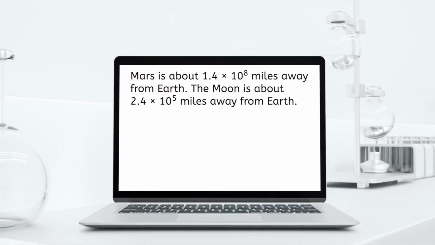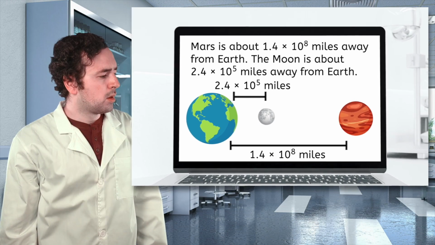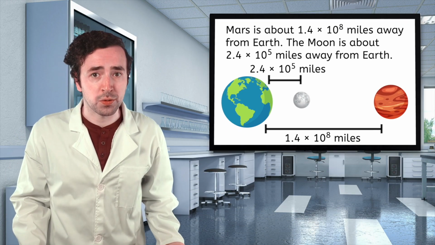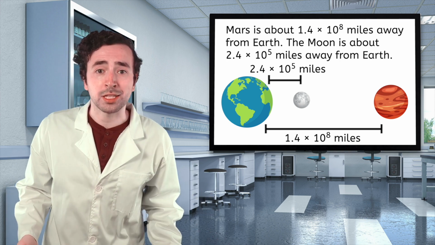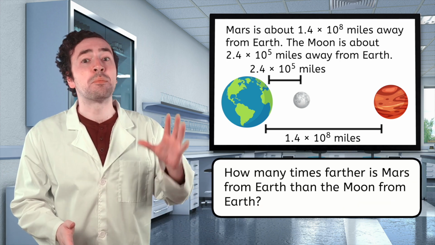This next part of the article is about how far away different objects in our solar system are. Mars is about 1.4 times 10 to the 8th miles away from Earth. The moon is about 2.4 times 10 to the 5th miles away from Earth. Those are some pretty big distances. So Mars is definitely farther away. Its distance has a larger exponent, and I've seen the moon before. But how many times farther is Mars than the moon?